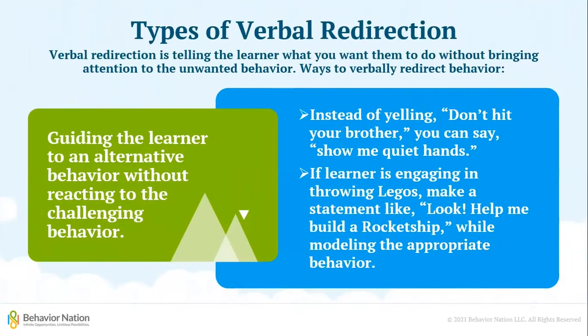Verbal redirection is teaching the learner what you want them to do without bringing attention to the unwanted behavior. Ways to verbally redirect behavior are guiding the learner to an alternative behavior without reacting to the challenging behavior. So instead of yelling, "Don't hit your brother," you can say, "Show me quiet hands." Or if the learner is engaging in throwing Legos, you can make a statement like, "Look, help me build the rocket ship," while modeling the appropriate behavior.